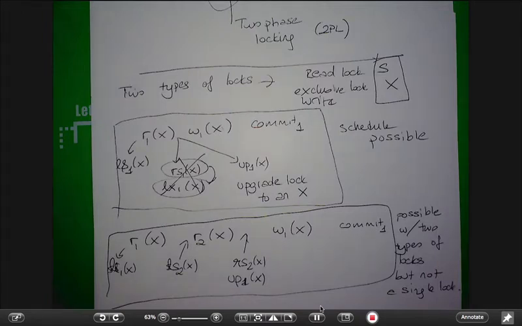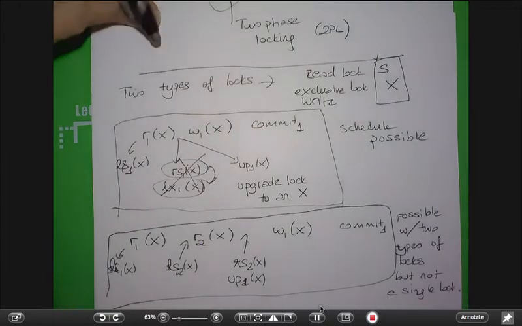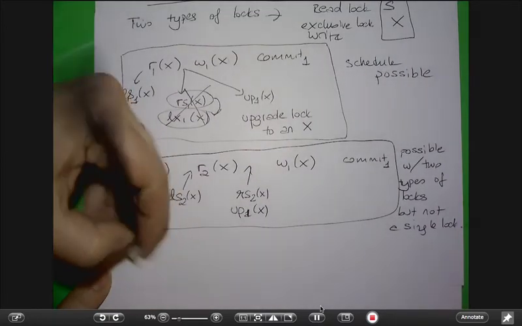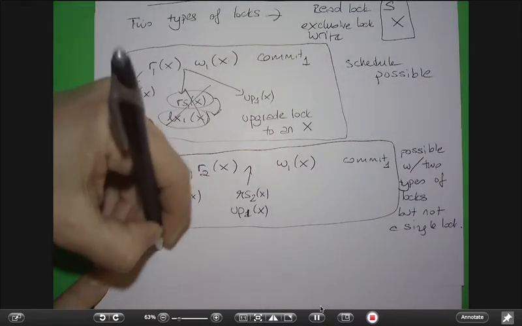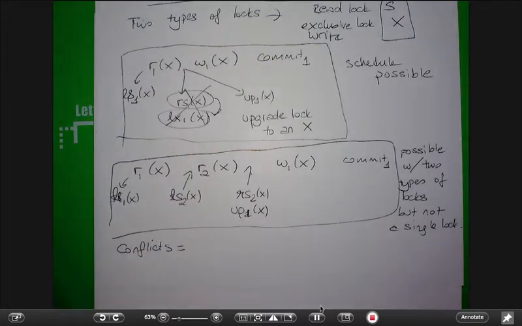And this is exactly why we have introduced two types of locks, because this is still a serializable schedule, right? So if you look at the conflict graph, what are all the conflicts here? What are all the conflicts in this schedule?